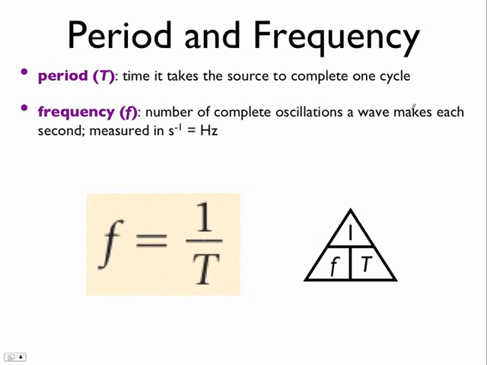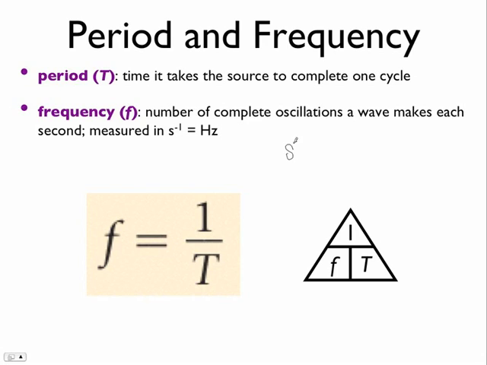We have a couple other formulas. We've got your period, which is the time it takes to complete one cycle. And then your frequency is the number of oscillations the wave makes per second. If you have a storm coming, the frequency of waves will be much higher than if you don't have a storm, because those waves are going to come in and come in and come in, whereas if you didn't have a storm, they would just kind of roll in, roll out. And your frequency is always measured in seconds to the -1.